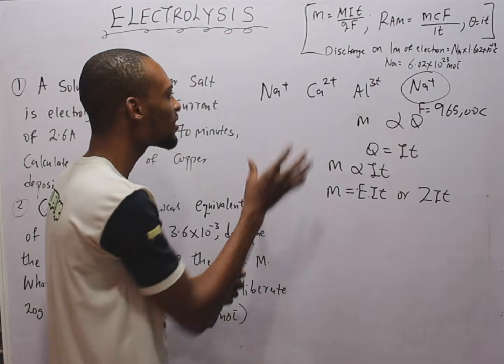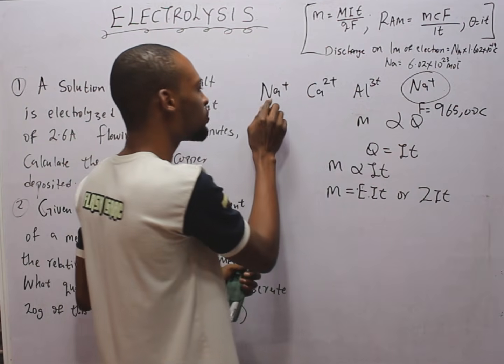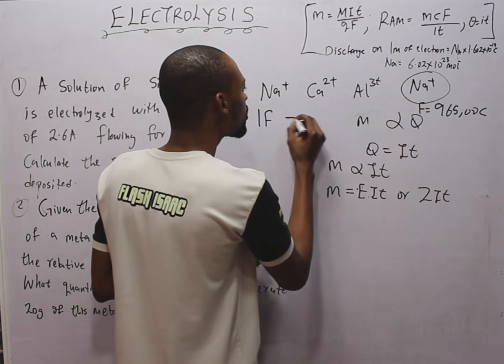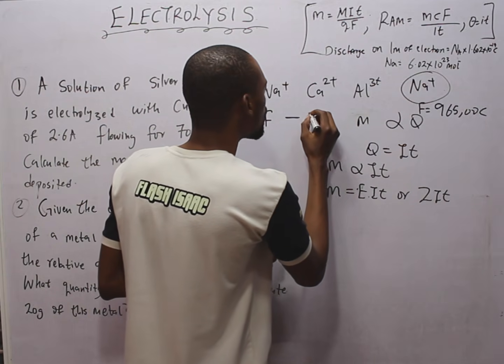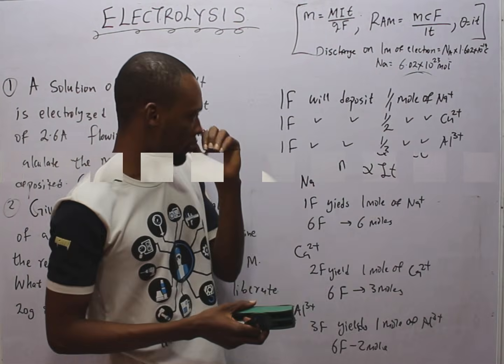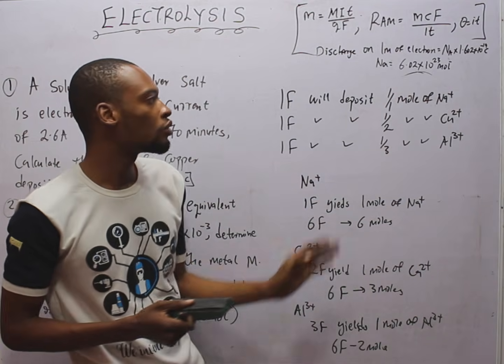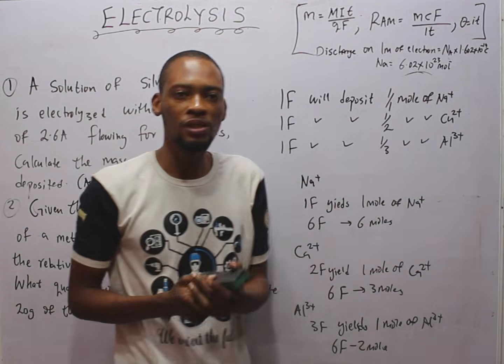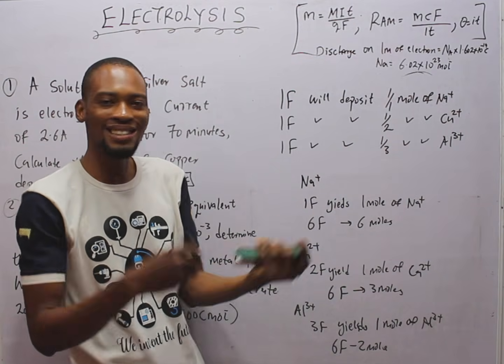Farad is the charge per unit mole of electrons. That is Farad. Now, from the second law, since this is +1, 1 Farad will be required to deposit 1 mole of Na+. From Faraday's second law, 1 Farad will deposit 1/1 mole of sodium plus. Deposit is also the same thing as discharged.